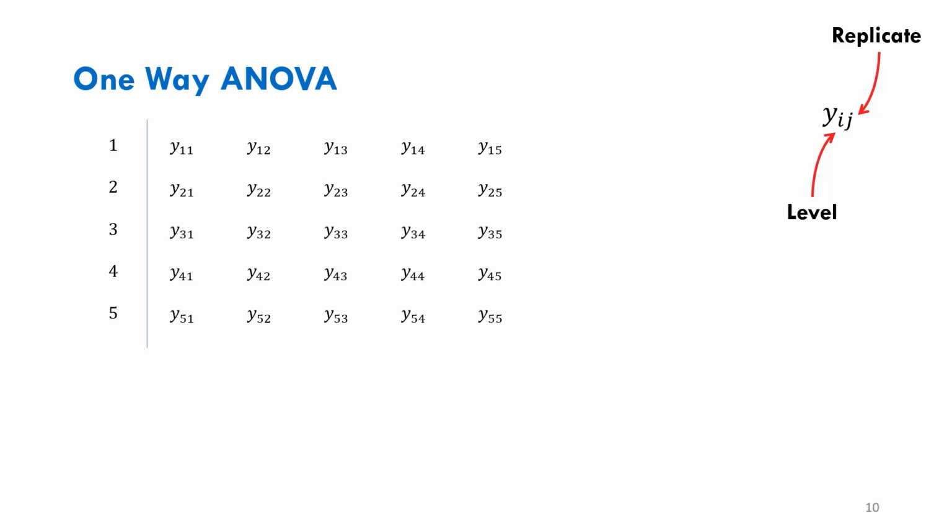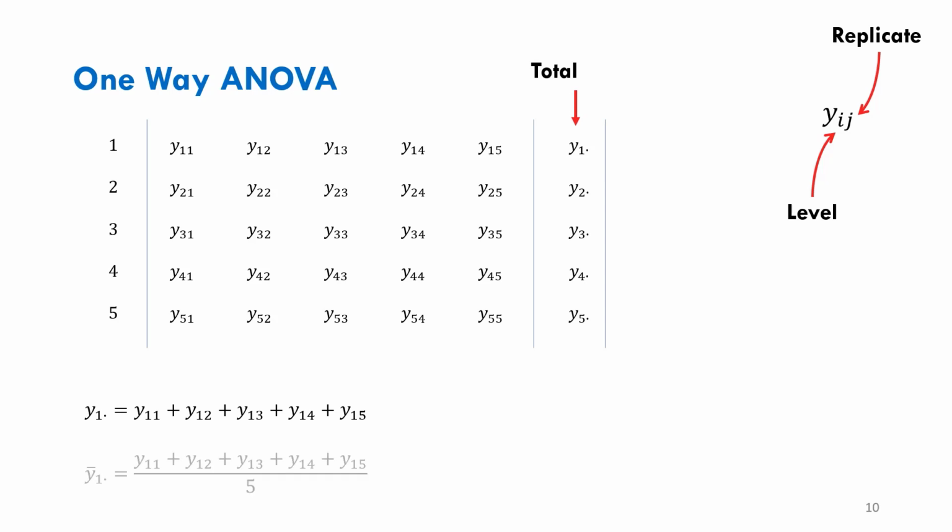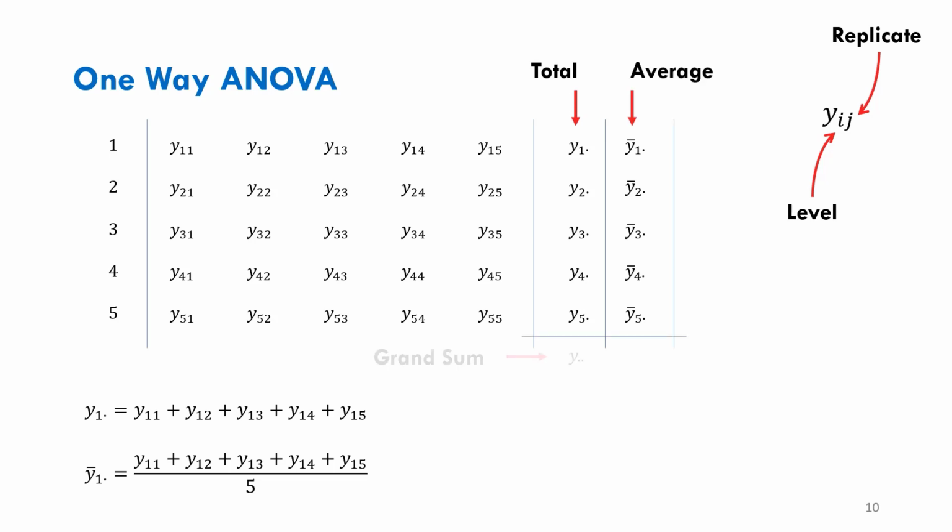The total of the observations of replicates at level 1 can be written as y1 dot, while the average includes a bar over it. The overall average can be written as y bar subscript dot dot. If we take the grand sum, we can write it as y dot dot.